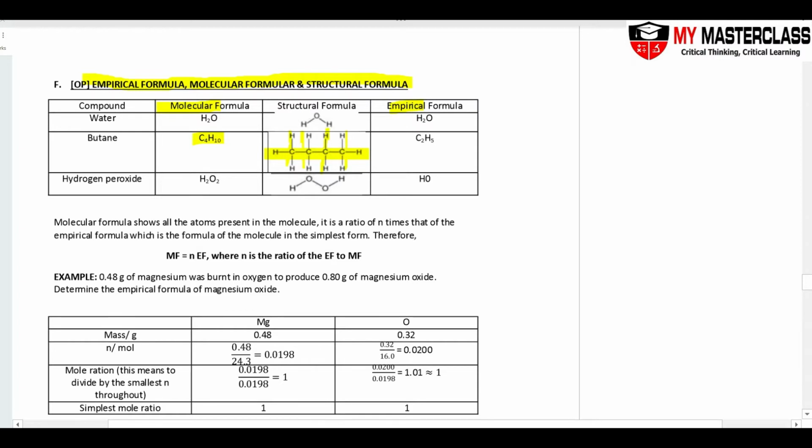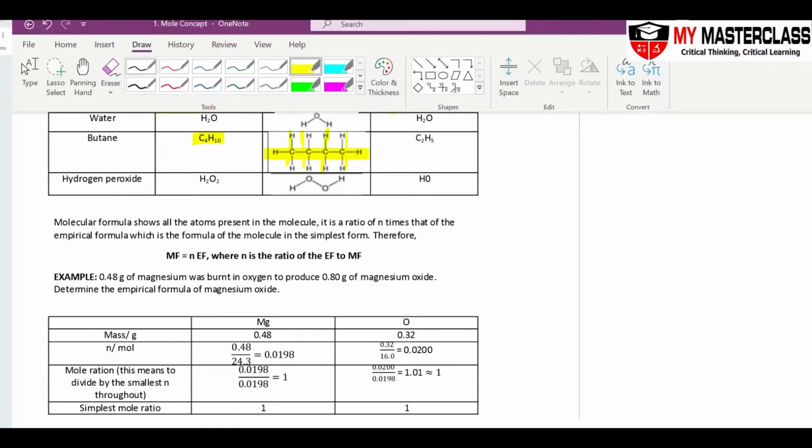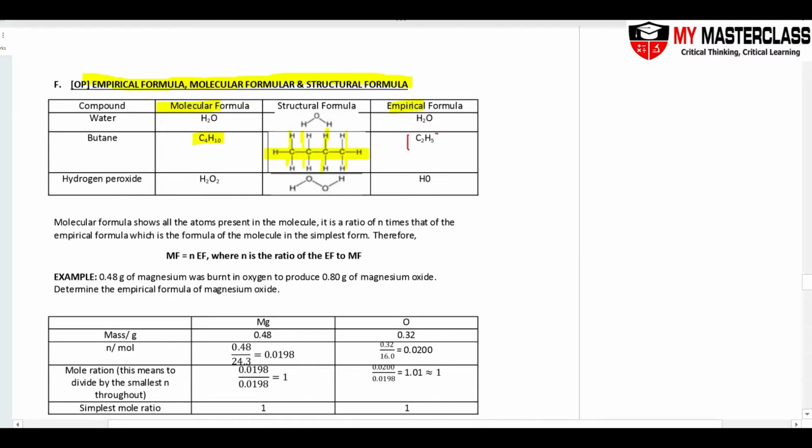Okay, so C4H10 is the molecular formula. The empirical formula is C2H5. C2H5 is the simplest formula. In other words, we can also represent it as n times the empirical formula, so n will be equal to 2. If n is equal to 2, then you will have C4H10. Okay, hydrogen peroxide, H2O2. The structural formula looks like this, and then the simplest formula is HO.